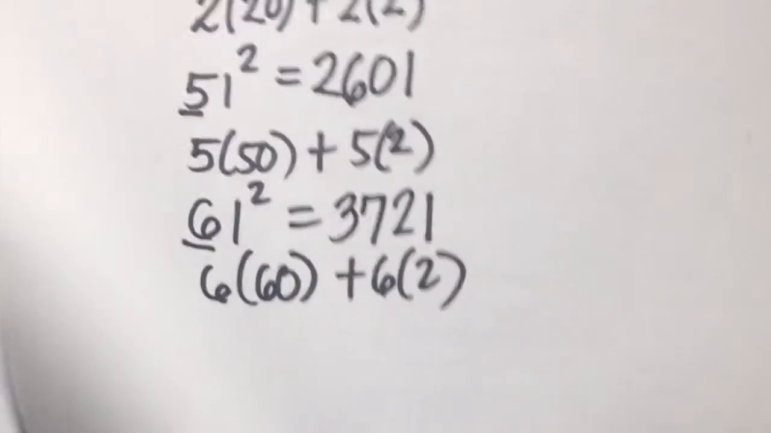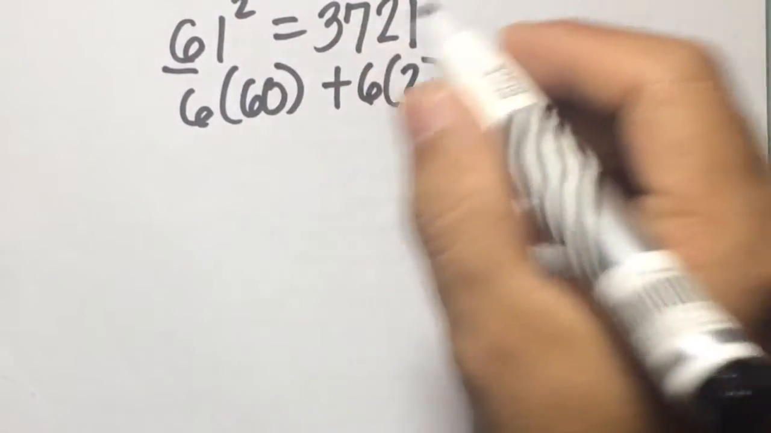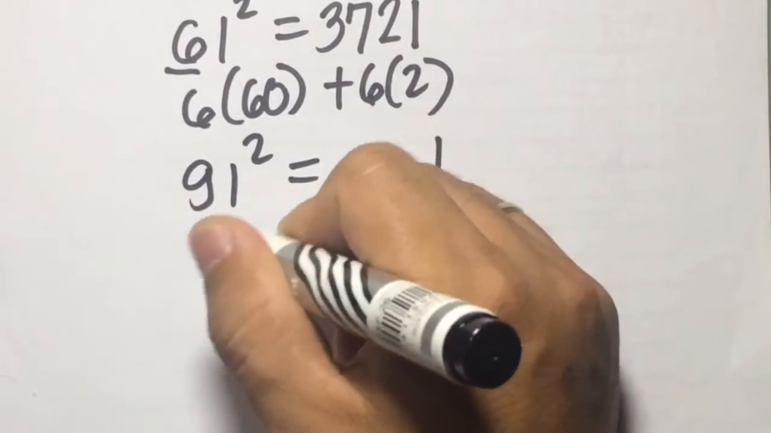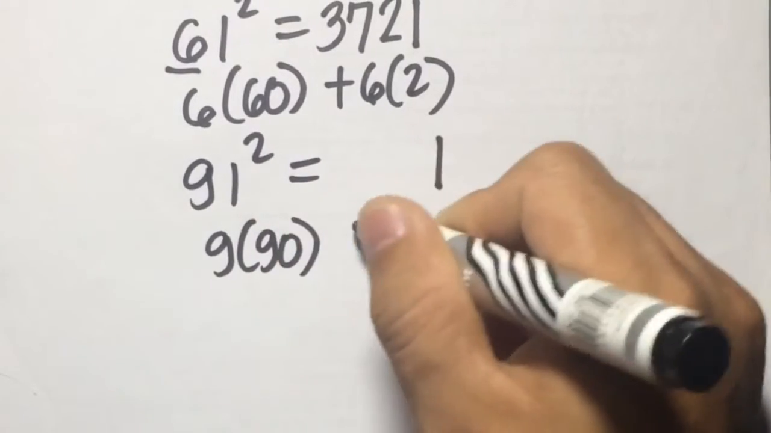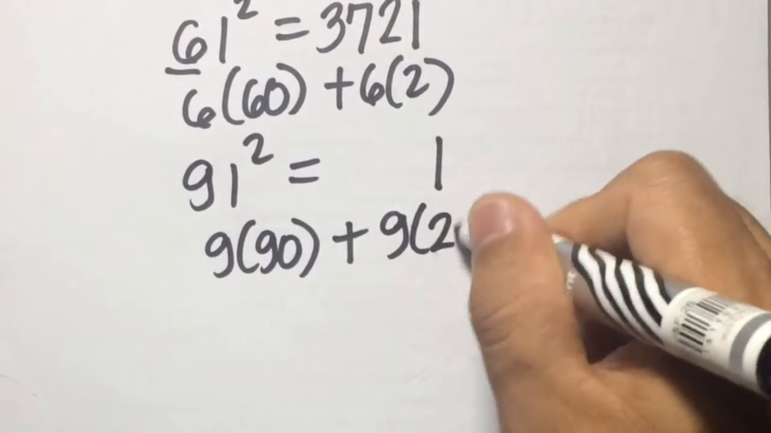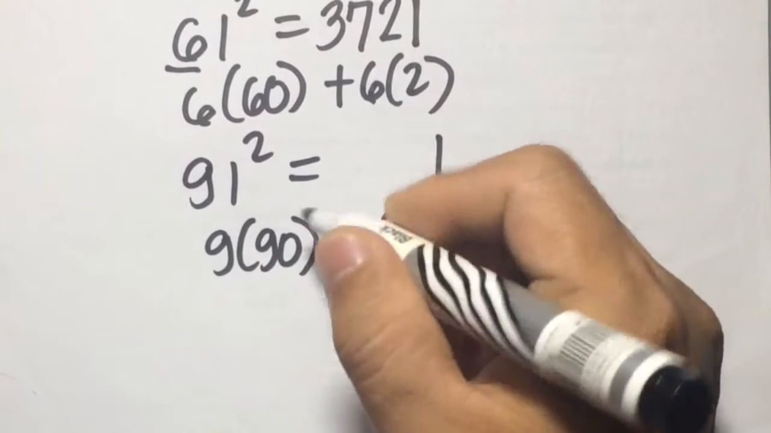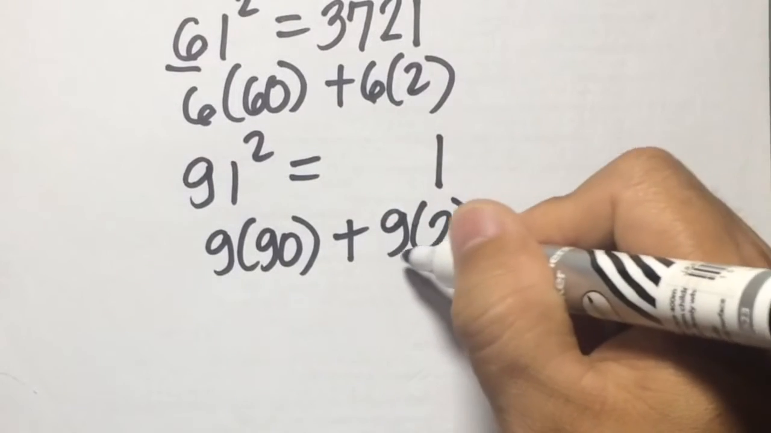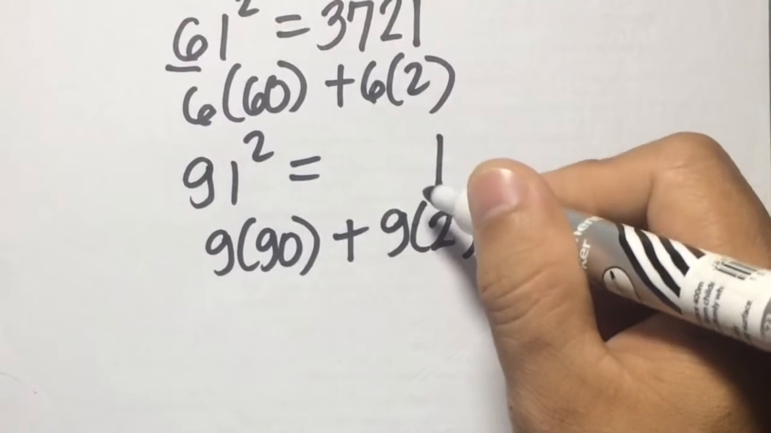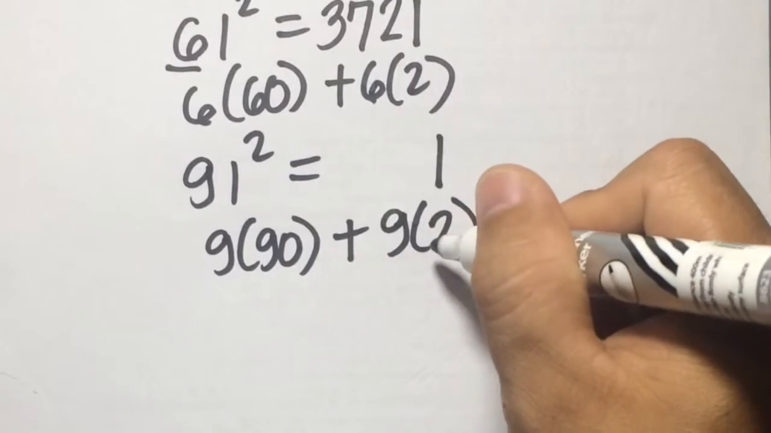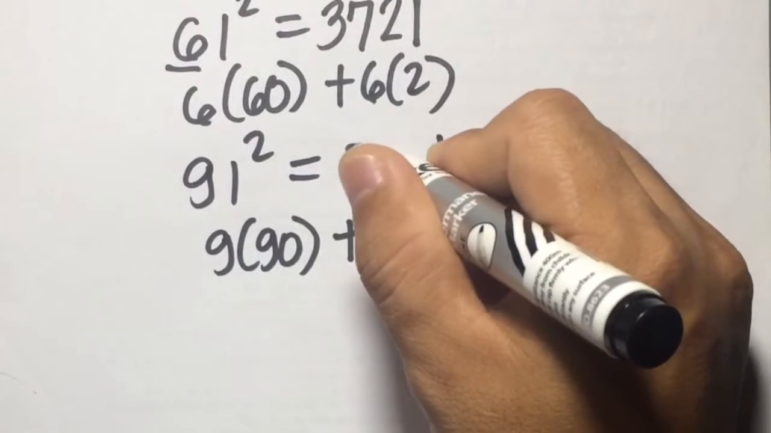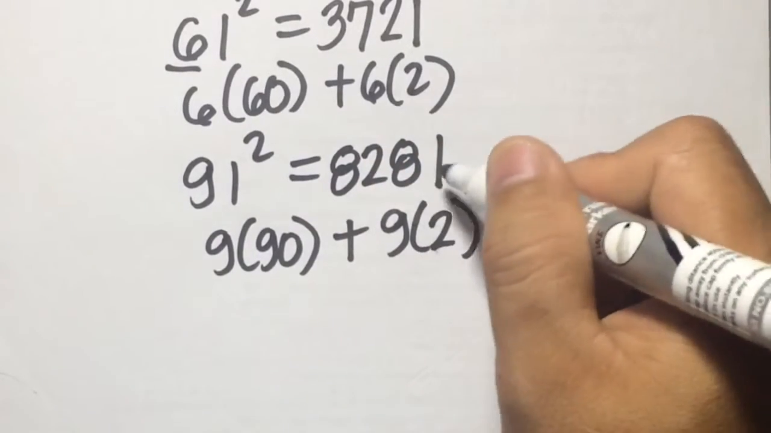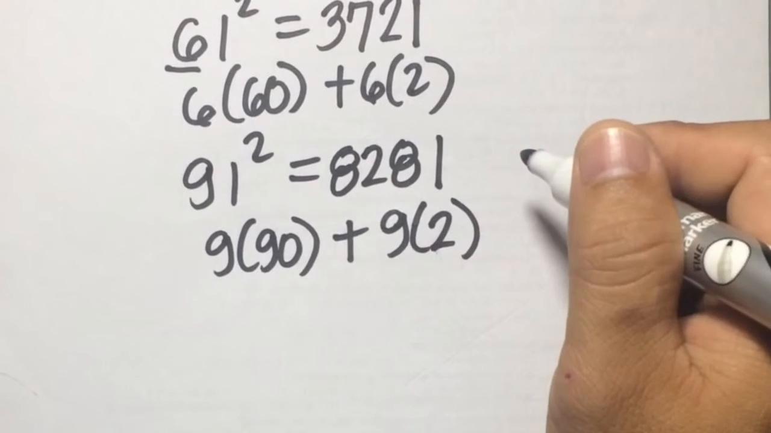Okay, last one. Let's have 91 squared. So 1 here. Then this is 9 times 90 plus 9 times 2. 9 times 90 is 810. Then 810 plus 9 times 2, which is 18. So you're going to have 810 plus 18, and that will be 828. So 91 squared is 8,281.